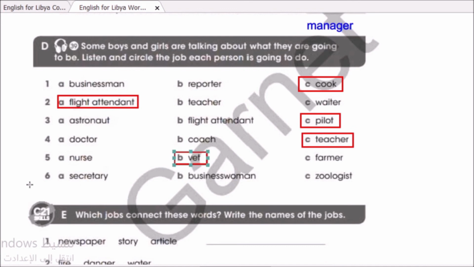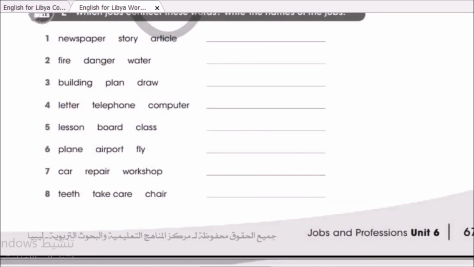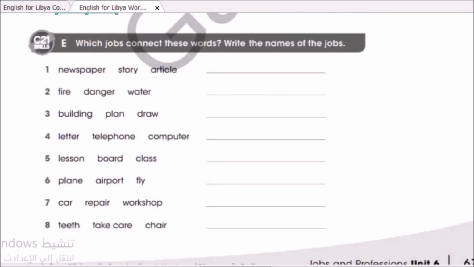Number 6, secretary, businesswoman or zoologist. Very good, secretary. Very good. Let's move on to the next question. Question E. In question E, which jobs connect these words? Write the names of the jobs. So we have 3 words. Read them and tell me what is the job that connects them together. Let's start with the first one. You can stop the video, answer the questions, then come back and check with me.